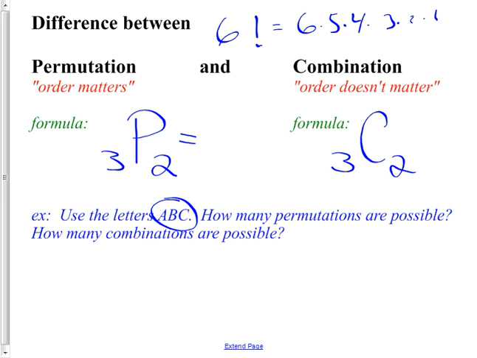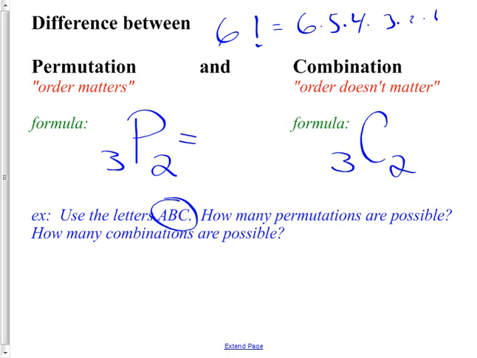Let's do 6 factorial, just for perspective to see if you're finding it right. Yes, you could just do it in your head. 6 times 5 is 30, times 4 is 120, times 3 is 360, times 2, which would be 720. Is that the right answer?